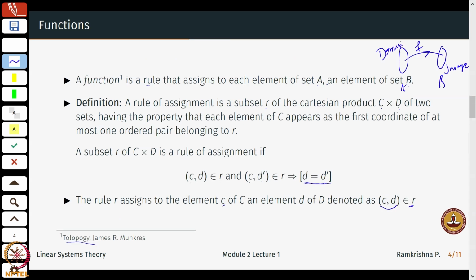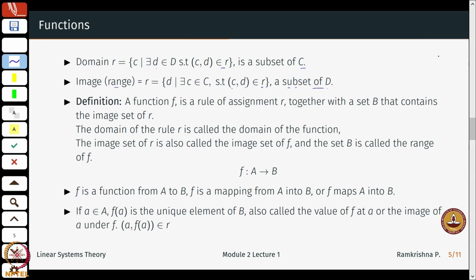So far we said, well, there is some rule which associates elements over here to some elements over here. Okay, so a function is a rule of assignment together with a set that contains the image set of R. The domain of the rule is the domain of the function, and the image of the rule, also called the image set of X, is called the range of F.